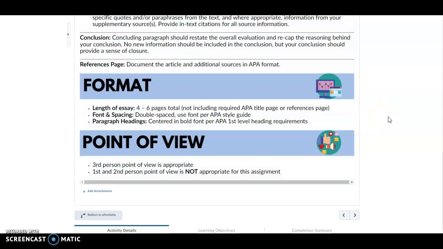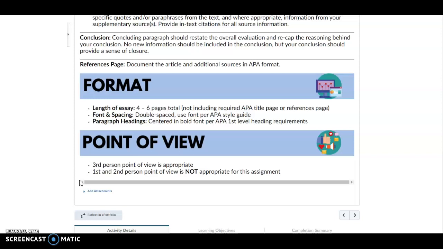The other thing that's really worth mentioning is the point of view for this essay. Up until this point, you've been able to use I, me, my, we, and our. That's first person point of view, and it is acceptable in both the personal essay and in the response. But for this critical evaluation assignment, you cannot use first person point of view. So you also can't use second person point of view, which is you and your, and hopefully you knew that. But you also cannot use I or me or my.